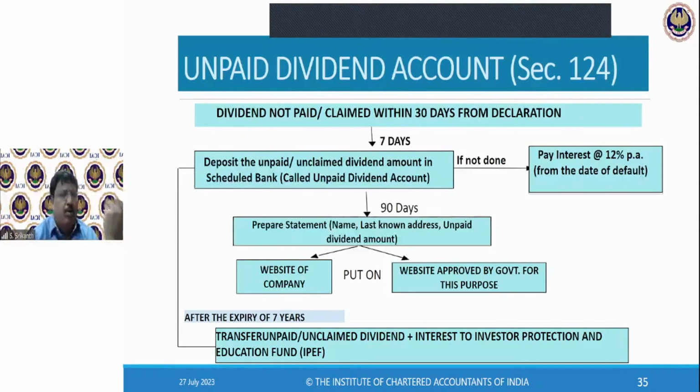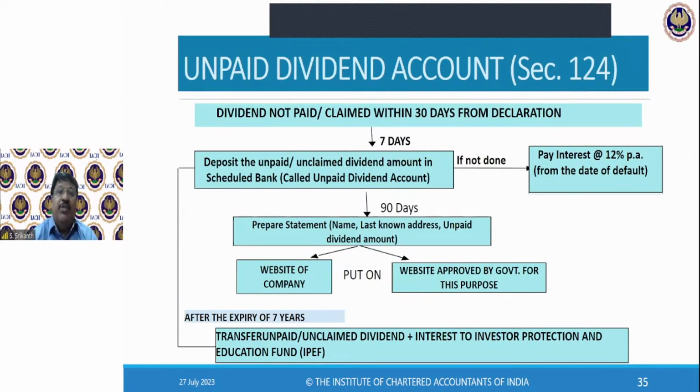You are unable to locate that person, no problem. Transfer it to the unpaid dividend account. If you don't do it, then from the date of default, that is, the 30th day is the date of default, 31st day onwards you have to pay interest at 12%. You have to transfer it within 7 days.